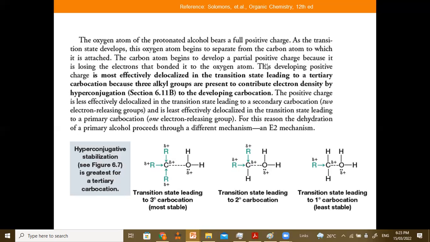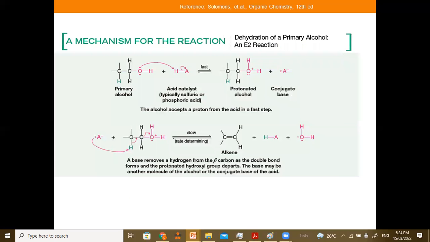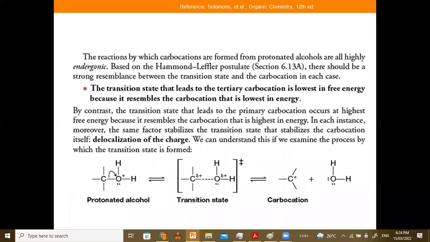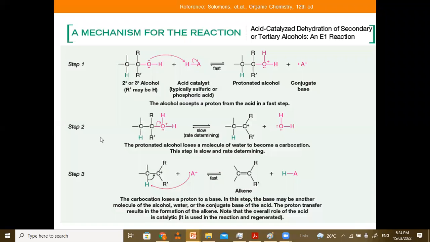That's all for today, and we'll continue with dehydration reaction next meeting. So far we have discussed E1, because we form a carbocation. So next meeting we talk about E2 for a dehydration reaction and then some examples.